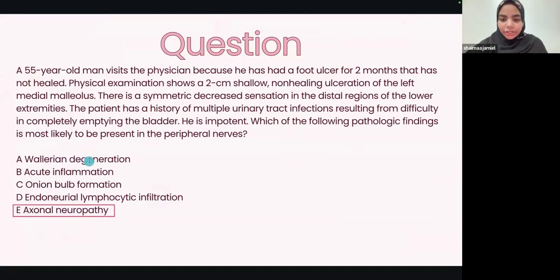Why is it not Wallerian degeneration? Wallerian degeneration would usually be acute, secondary to, for example, transection, like stabbing with a knife. It's not inflammation. Nothing about this is acute inflammation. Onion bulb formation, you have to know. And endoneurial lymphocytic infiltration would also be a sign of inflammation, maybe GBS, but it's not here.